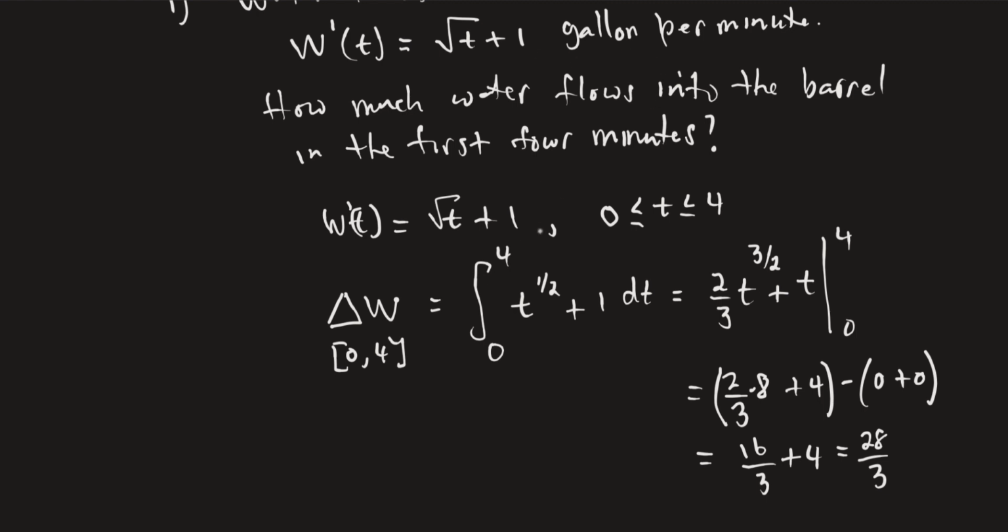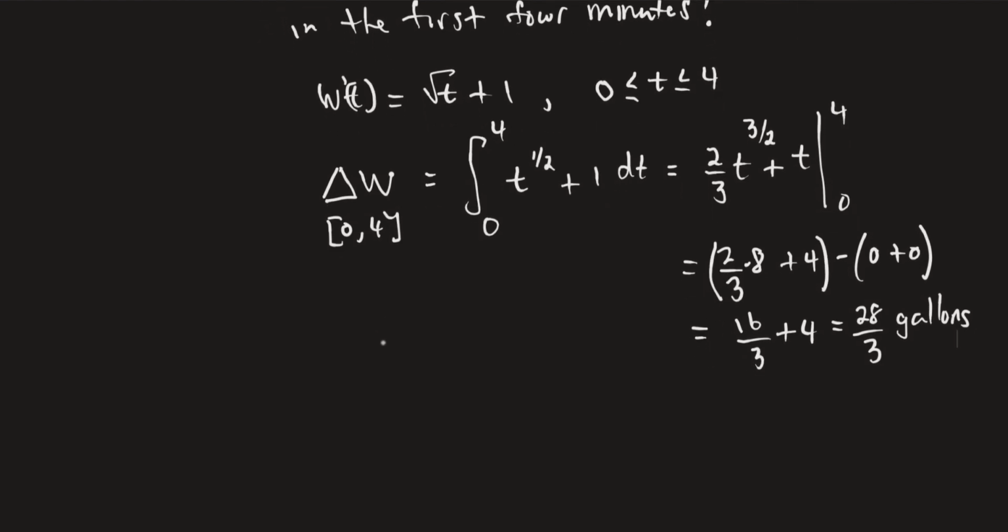It's not a rate anymore because we've integrated that rate and we've just gone back to the quantity, right? So in the first 4 minutes, 28/3 gallons of water flowed into this tank, right? So pretty straightforward, but the key is recognizing when you're given the rate of change and then you're asked to find the net change, right?